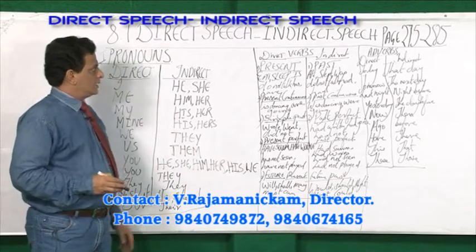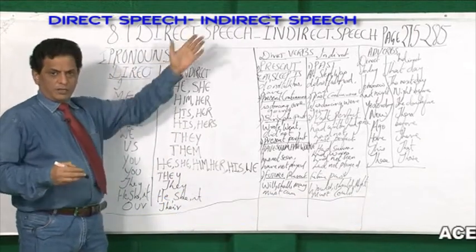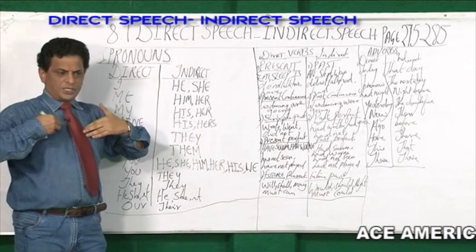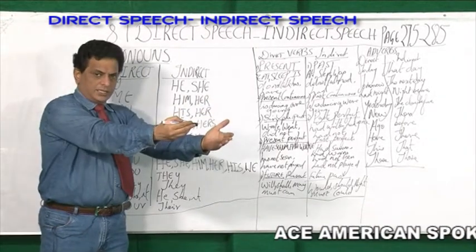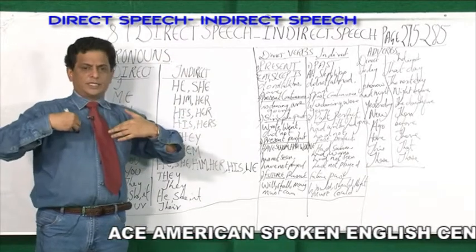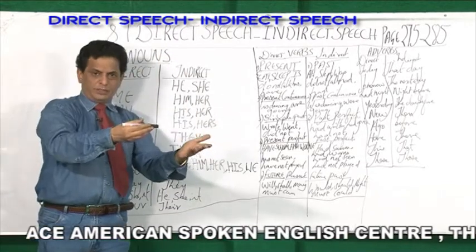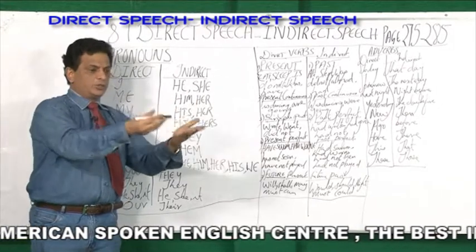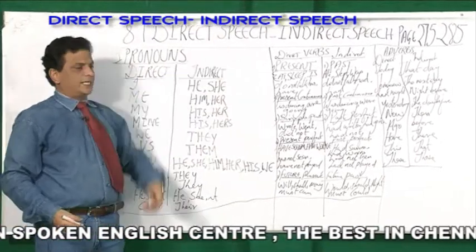Here, what is direct speech? When a first person speaks to a second person directly, it is called direct speech. Or a group of persons speak to a group of people, or one person speaks directly to a group of people, it is called direct speech.